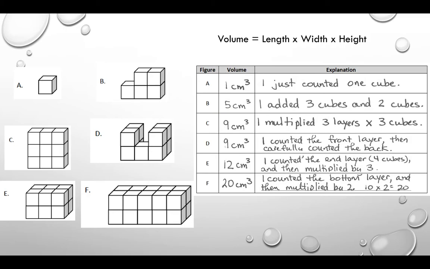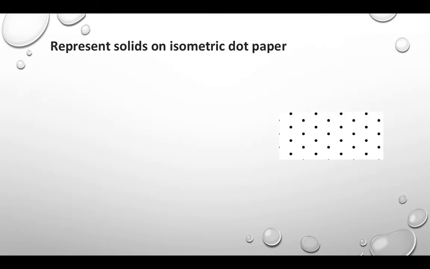So this is our first page of our problem set. So you guys should be able to fill that all out. Now we are going to go on to representing solids on isometric dot paper. Now this one is going to be a little tricky. You're going to have to just try and draw it using the mouse on your computer as I go.